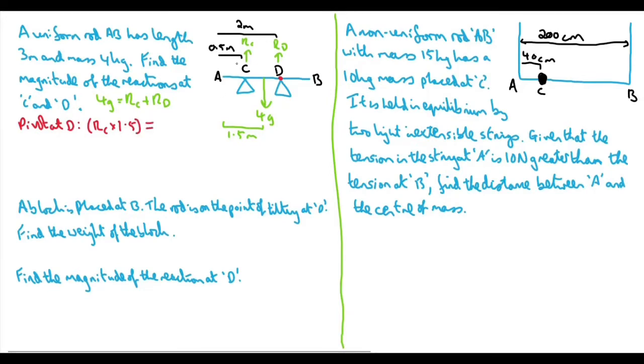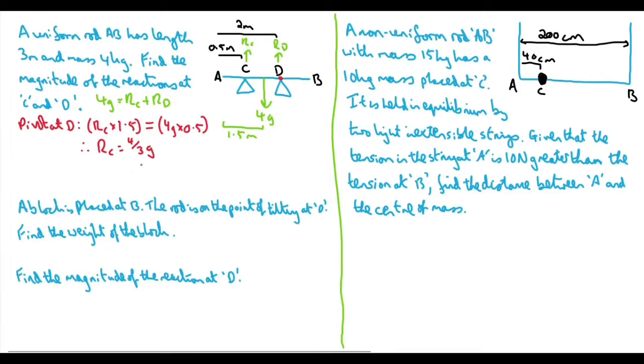This, as the one clockwise moment, would have to be the same as the one anti-clockwise moment, because we're saying it's in equilibrium, which will be your 4g times, and to get the distance from the centre of mass to D, we'll say, well, A to D is 2 meters, and A to the centre of mass is 1.5, leaving a difference of 0.5. So just expanding the brackets, you would get that 1.5 times the reaction at C equals 2g. Therefore, just divide the 1.5 over, you're left with the reaction at C equaling 4/3 g.